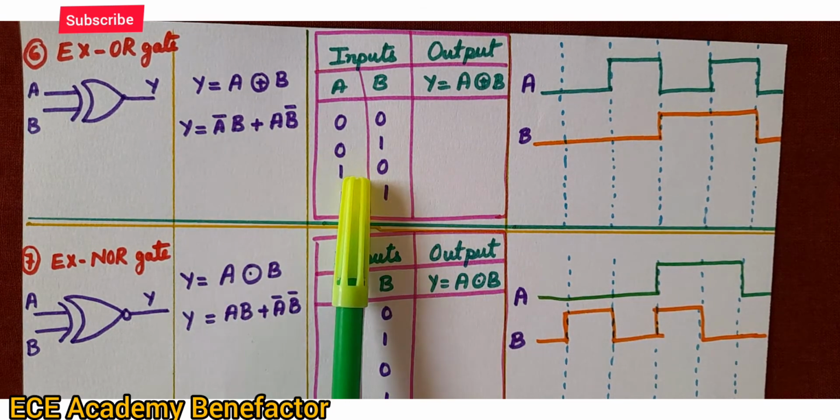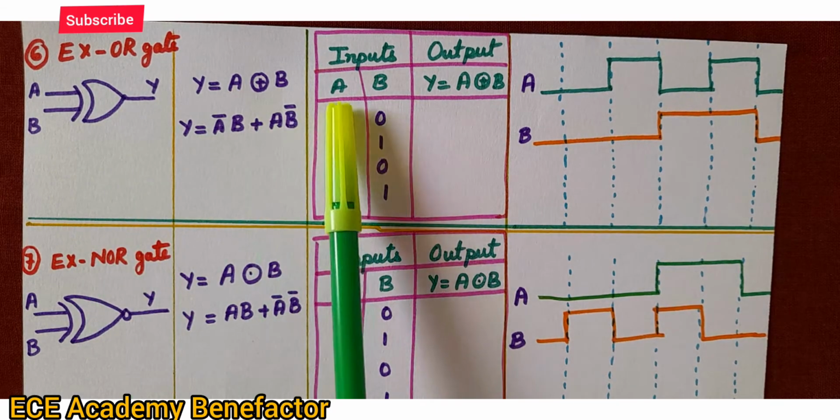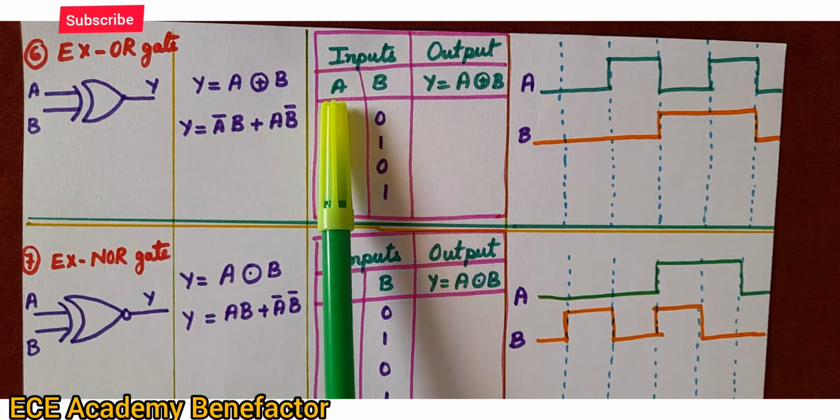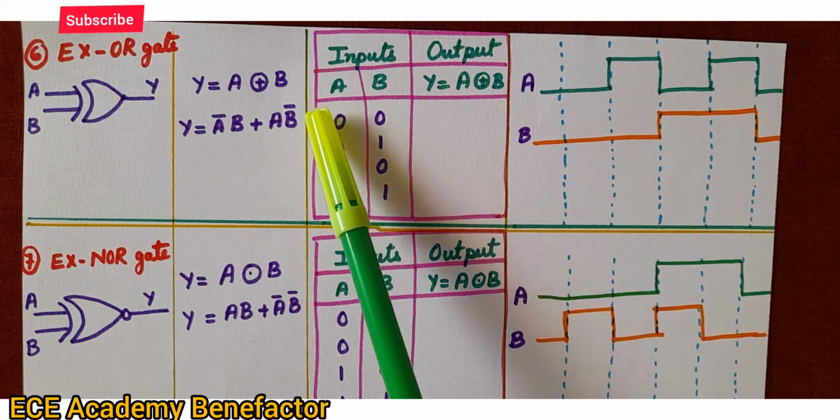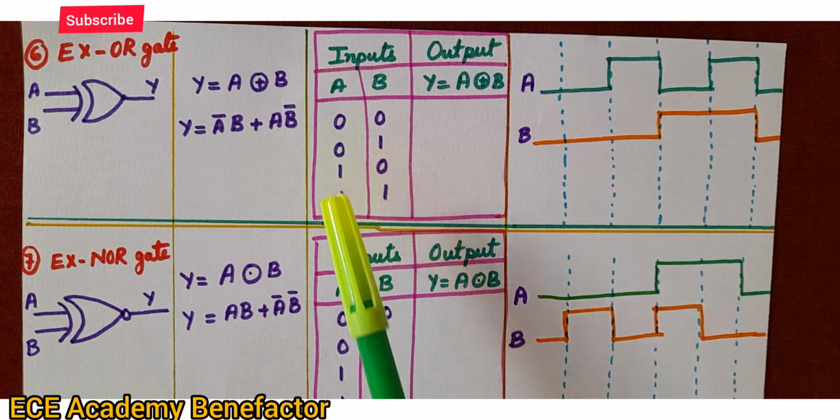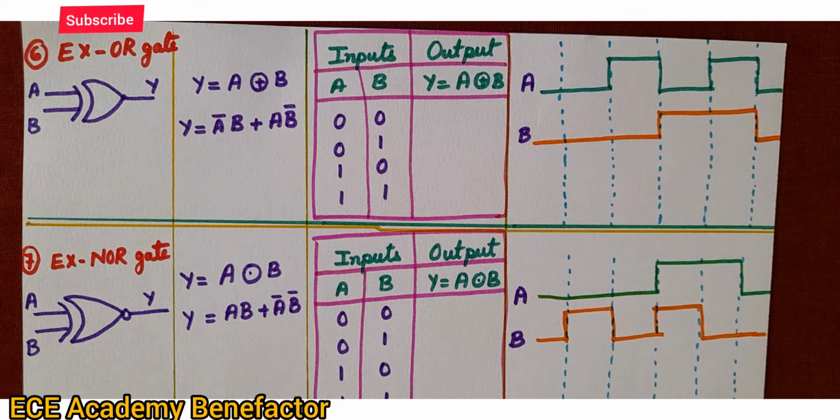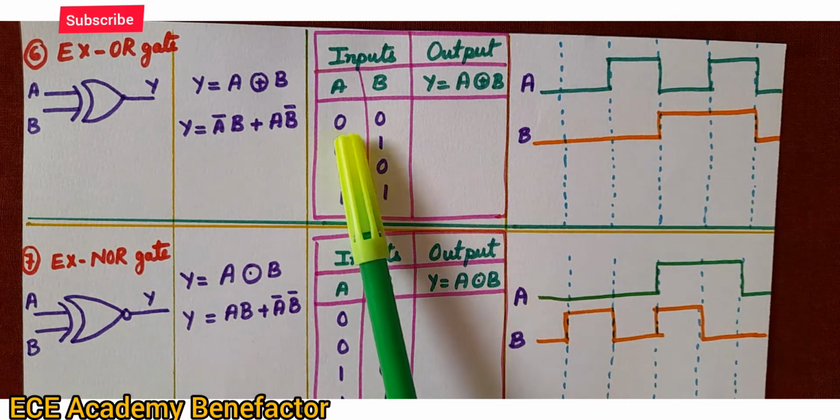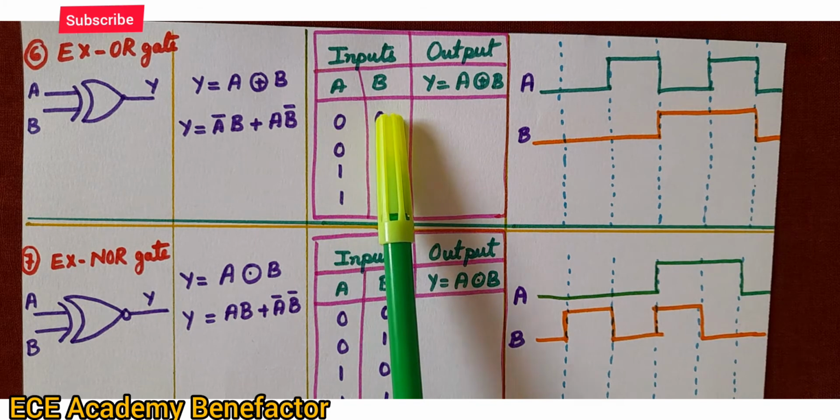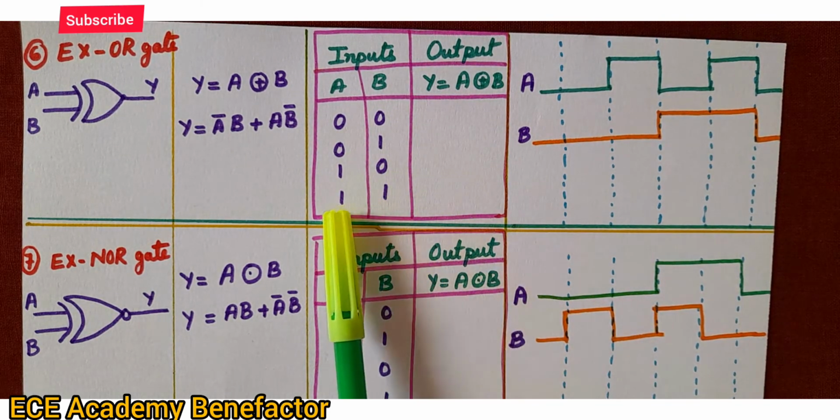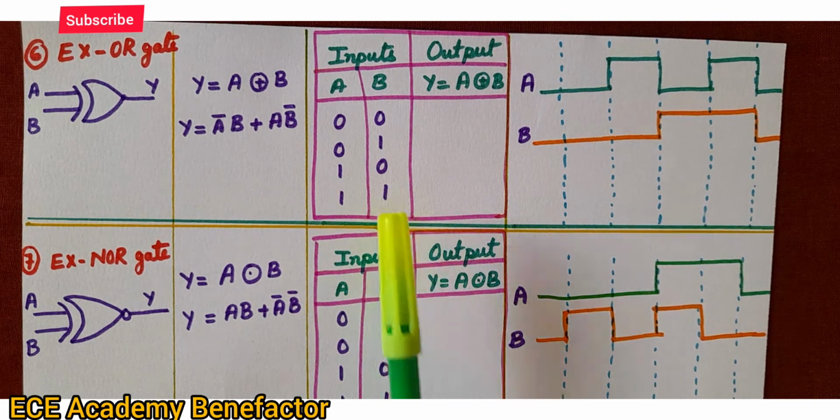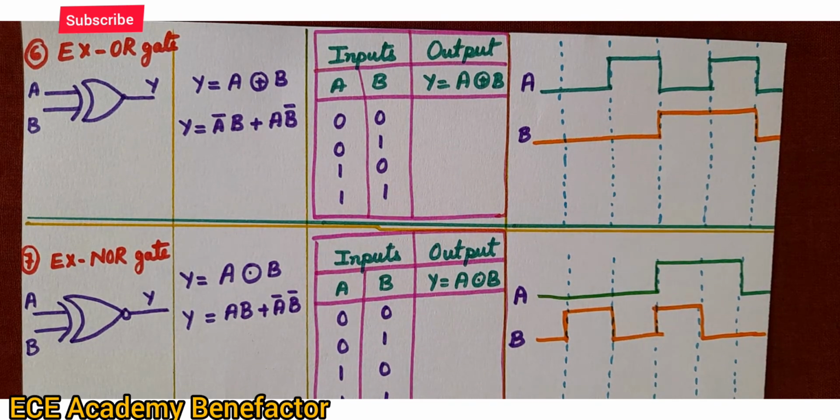Coming to the truth table, we have two inputs here, A and B. So we will have a total of 2 to the power n, that is 4 combinations. 2 to the power 2 is equal to 4. So we have written 4 combinations: 0 0, 0 1, 1 0, 1 1. Okay. So what will be the XOR gate?